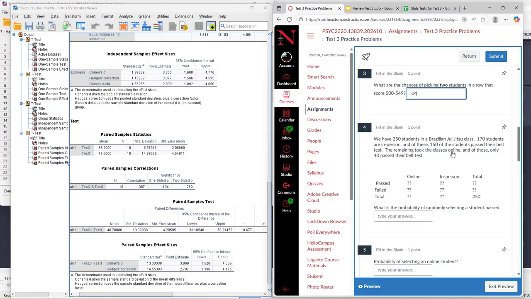Okay, we have 250 students in a Brazilian Jiu-Jitsu class. 170 students are in person. Of those, 150 passed their belt test. The remaining took classes online, and of those, only 40 passed their belt test. And so you'd need to create a table that looks like this. I'm going to do it in Excel.